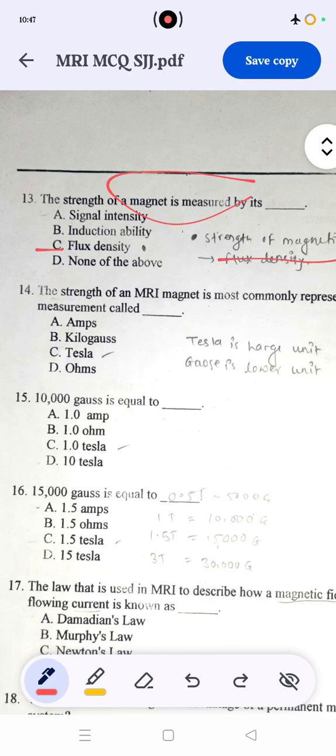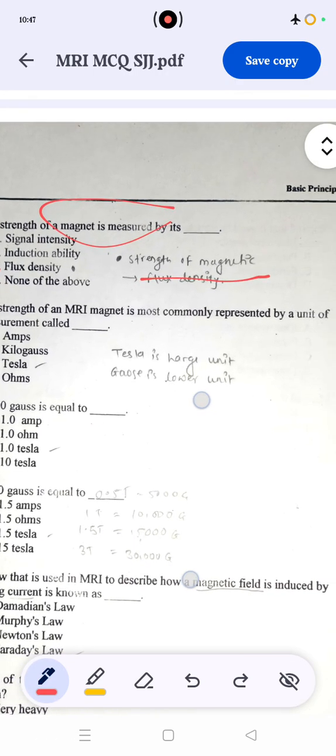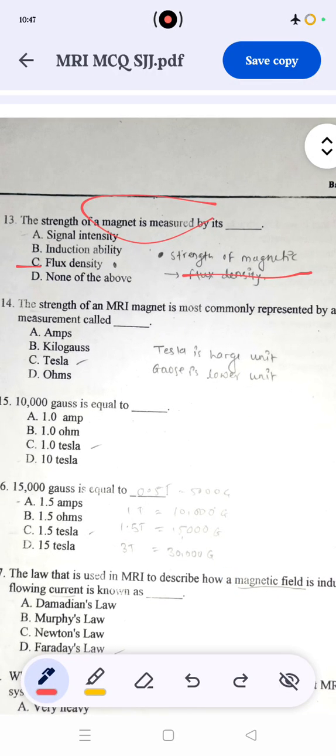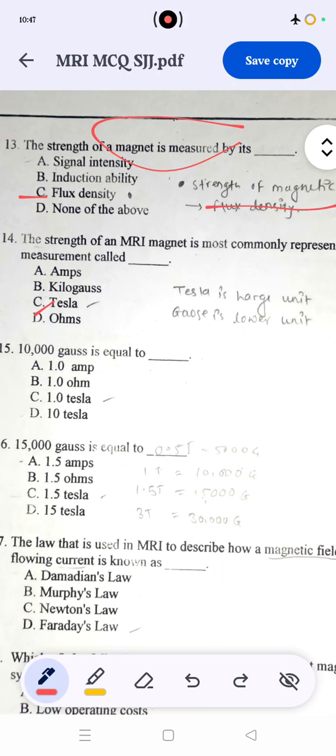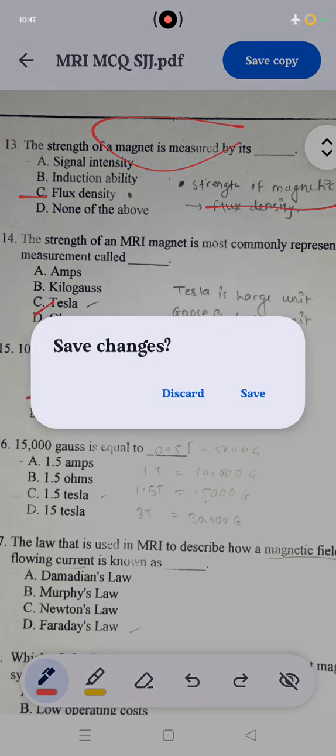Then, the strength of a magnetic field is most commonly represented by the unit of measurement Tesla. The lower unit than the Tesla is the Gauss. 10,000 Gauss is equal to 1 Tesla.